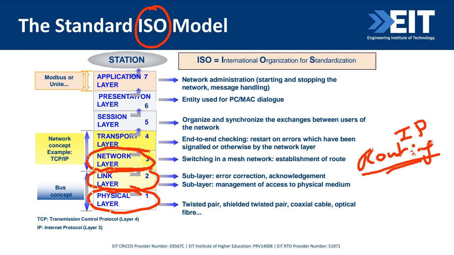So on your computer, there's an IP address. These are the IP addresses that are used for routing. By looking at the IP address, we can tell what's the network of that device, and the routers can transmit the data accordingly. And then above that, you have what's called the transport layer.